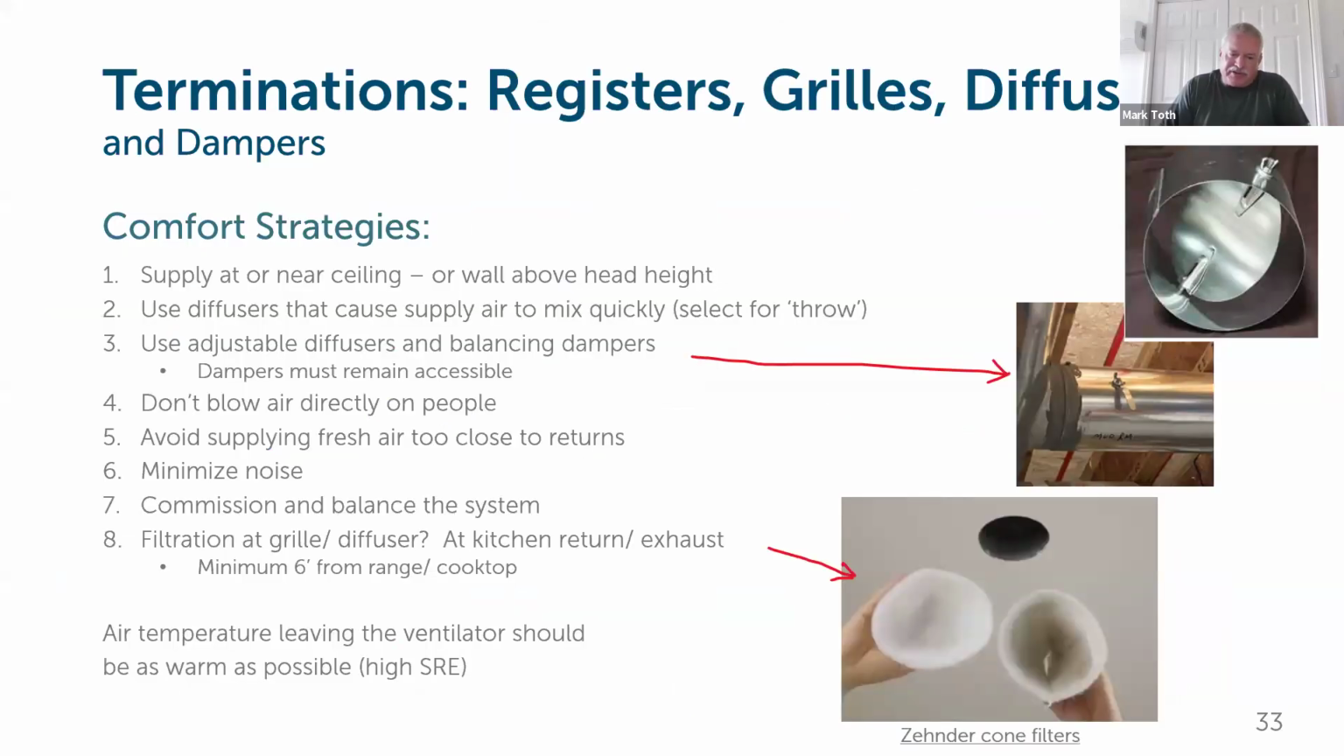The air temperature leaving the ventilator should be as warm as possible. Another great reason to slightly oversize the unit, because a bigger core transfers to better heat recovery or energy recovery, which means warmer delivery temperatures.